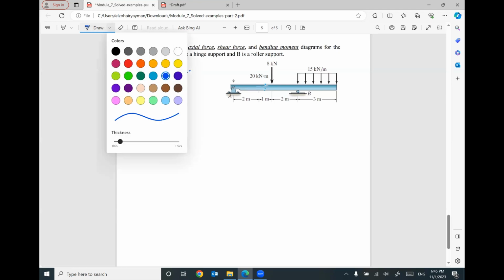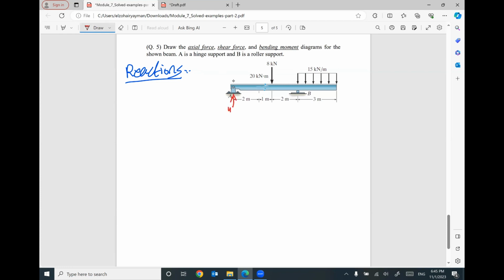At A, it's a hinge, so I will have two reactions, YA and XA. For B, I have only one reaction, YB. I will set up my equilibrium equations: summation of X equals 0, summation of F in Y equals 0, and summation of moment at any point equals 0. Keep in mind, this distributed load will be converted to an equivalent. Do you remember that? 15 kilonewton per meter times 3 will give you 45. And the position of this equivalent will be 1.5 from this side and 1.5 from the other side.